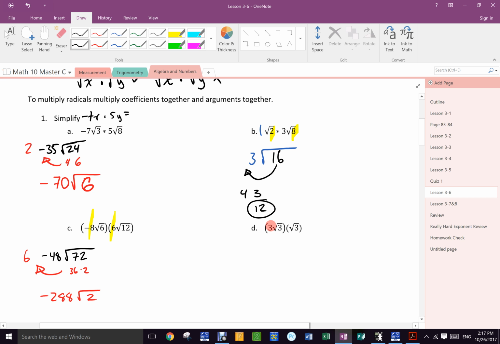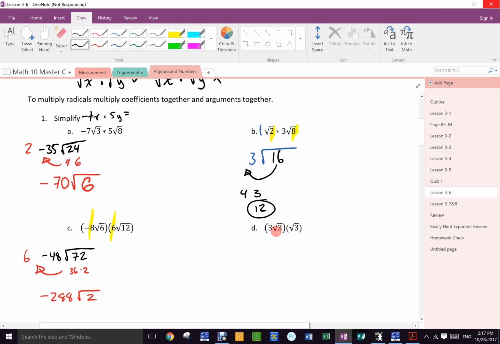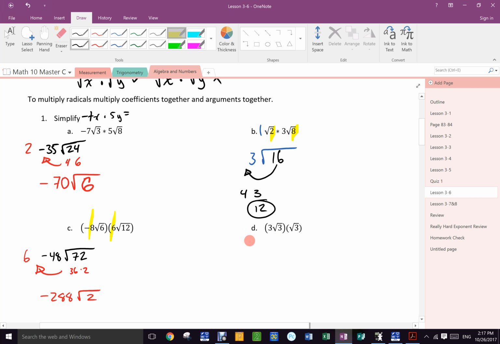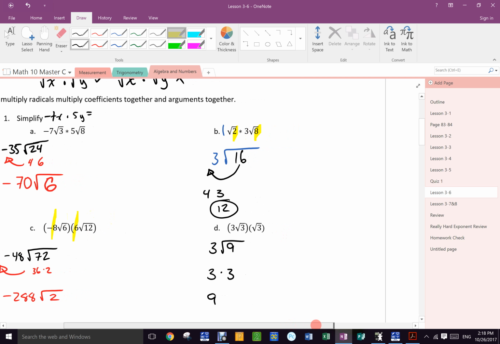What are my coefficients in D? 3 and 3. So what do I do when I multiply those coefficients? 3. Root 3 and 3? Root 9. What is the root of 9? 3. So that's 3 times 3, which is what? 9. Now this allows me to show you something funky.